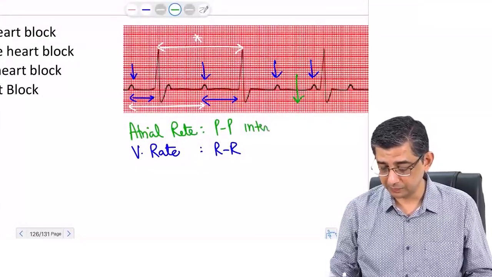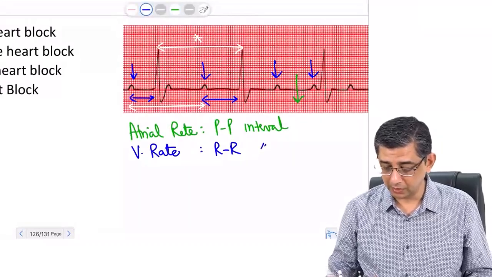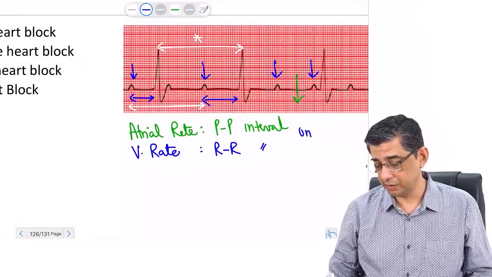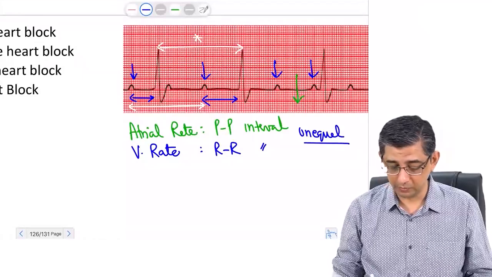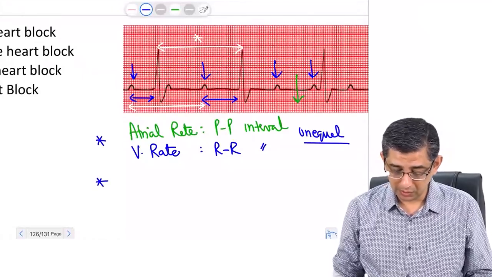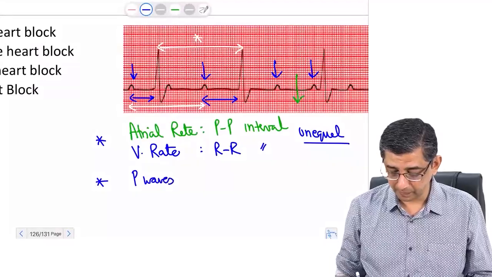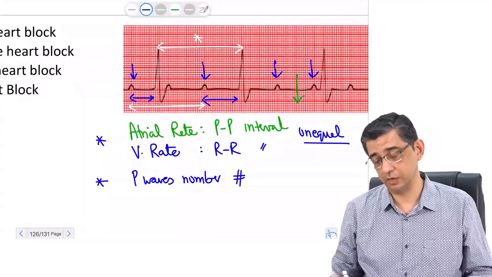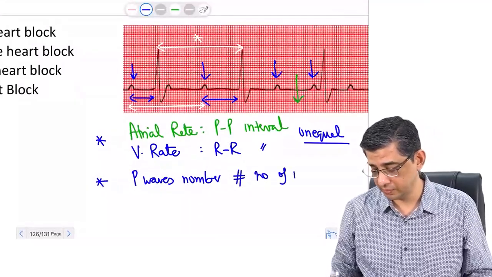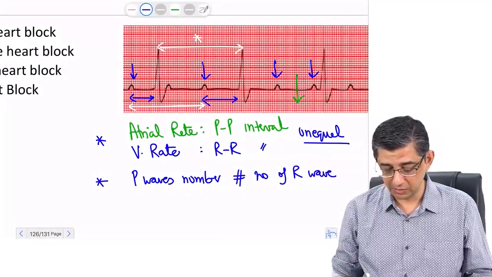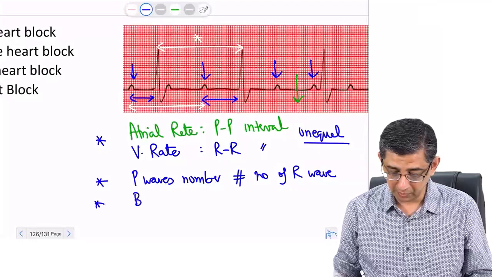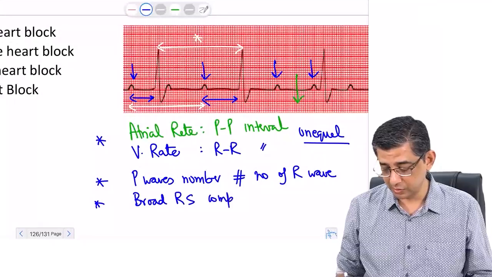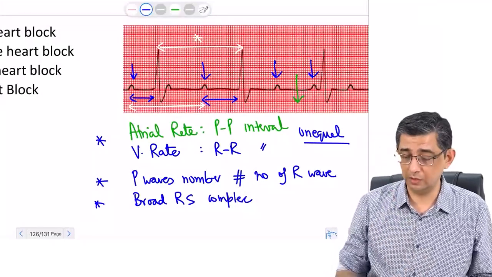In a normal person, the PP interval and the RR interval should be equal. But in this case, the PP and the RR interval is unequal. Over and above this, you can also notice the number of P waves. The word is exact number of P waves is not matching with the number of the R waves. The third feature that you're noticing is that there is relatively a broad QRS complex present in this patient. This broad QRS complex is because it is the bundle of His which is going to be controlling the ventricles.